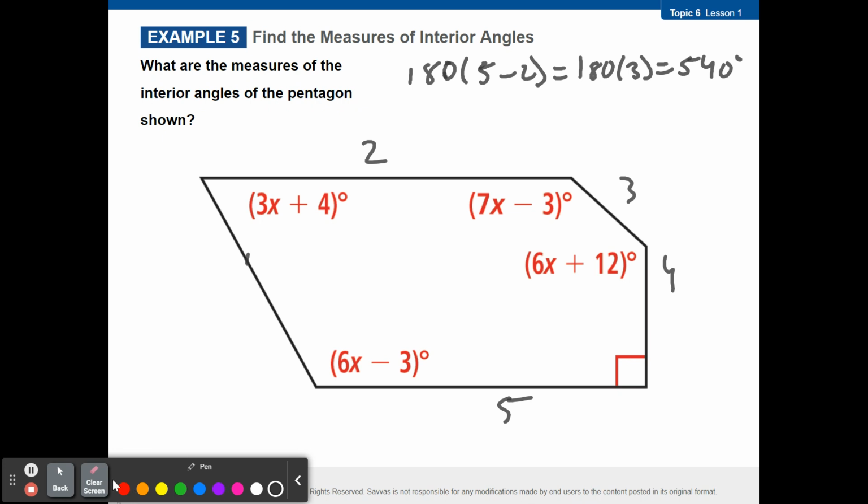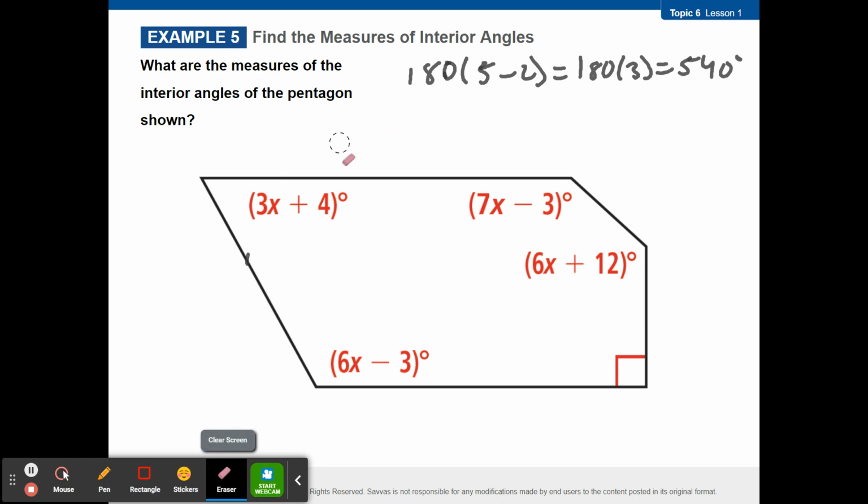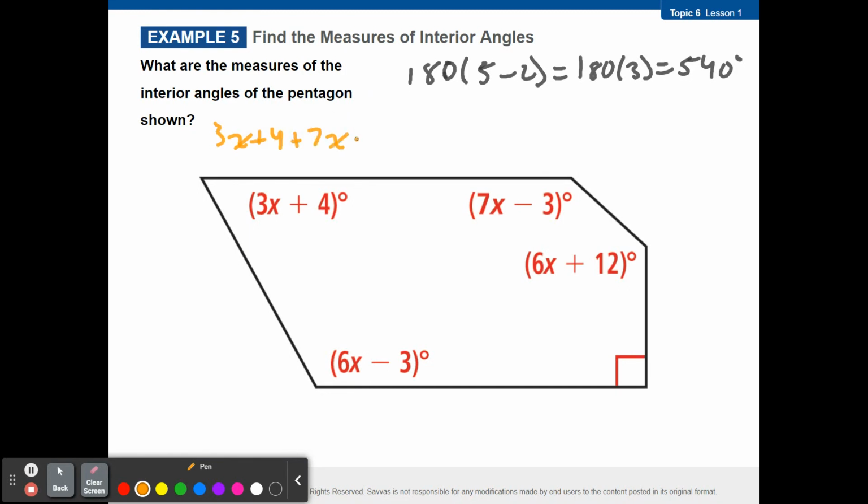I need to solve for x. I'm going to set this up as, let me erase some stuff here, sorry, just so I have space. I'm going to set this up as 3x plus 4 plus 7x minus 3 plus 6x plus 12 plus 90 plus 6x minus 3 equals 540.